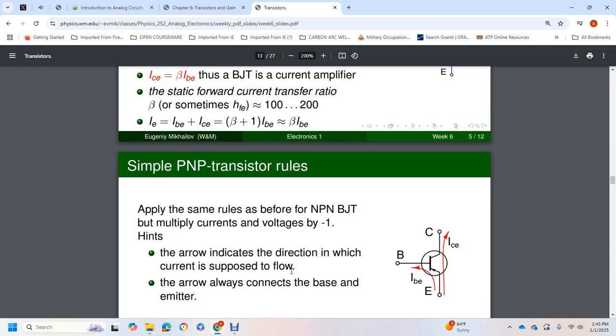All right, apply the same rules for the PNP bipolar junction transistor, multiplying current and voltage by negative 1. Hence, the arrow indicates the direction in which the current is supposed to flow. The arrow always connects the base and the emitter.